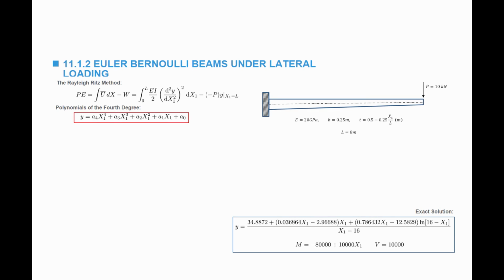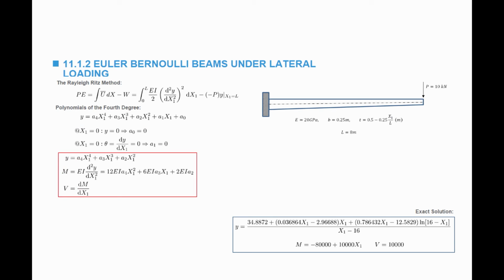A polynomial of the fourth order. Satisfying the essential boundary condition, I get rid of A0 and A1. I get a displacement, y, equal to a polynomial of the fourth order after getting rid of A0 and A1. This is the associated moment and the associated shear.